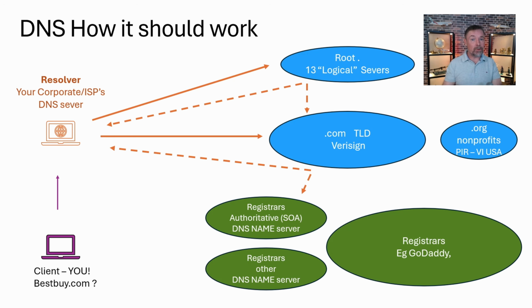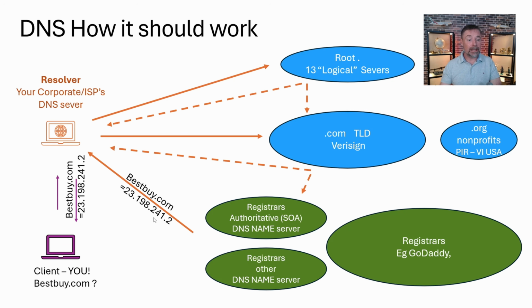Now, later we'll talk about an SOA, a start of authority. One of those name servers is the king. It's the one we manually update, and the updates get propagated to the other name servers, in this case controlled by GoDaddy. One of those name servers will reply back to the DNS server we're using with the result, and the DNS server will send the result to us, the client. That's how it should work. What could possibly go wrong?